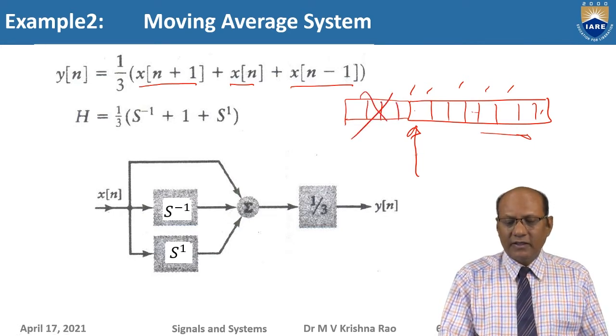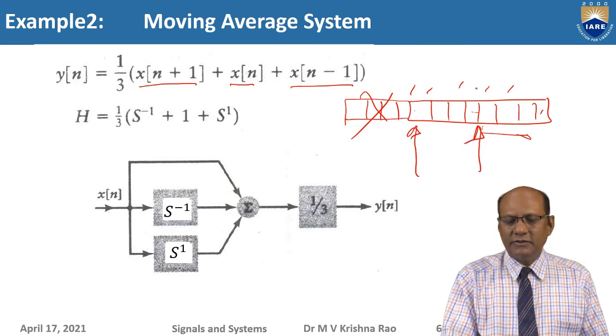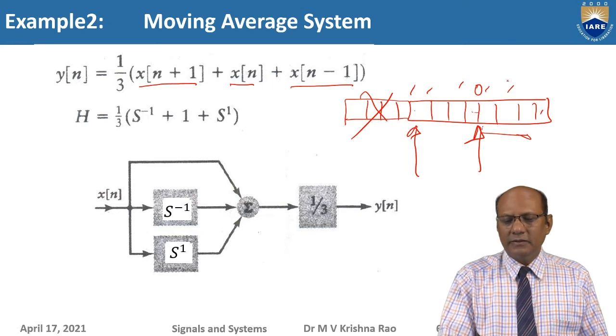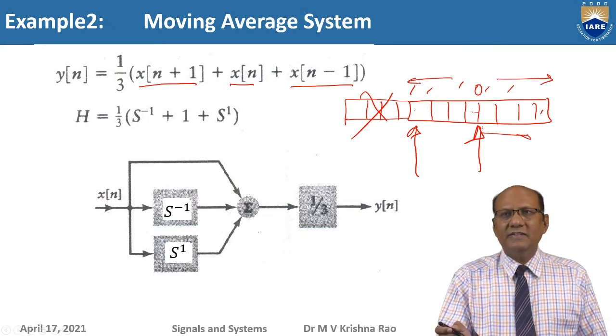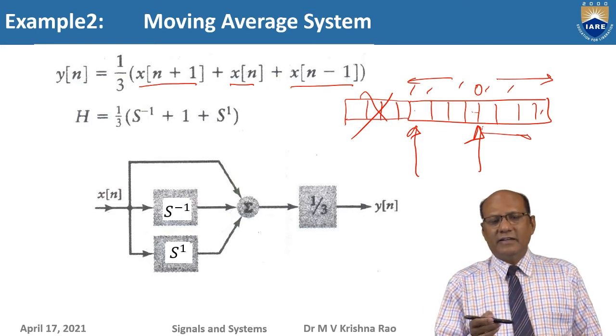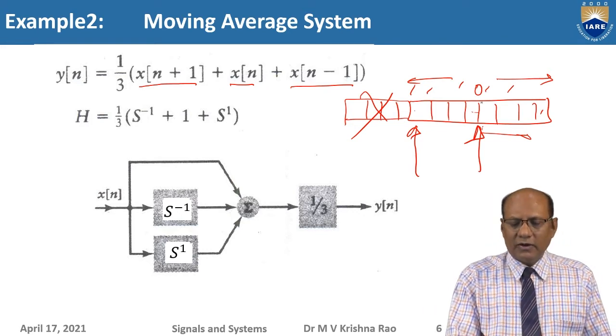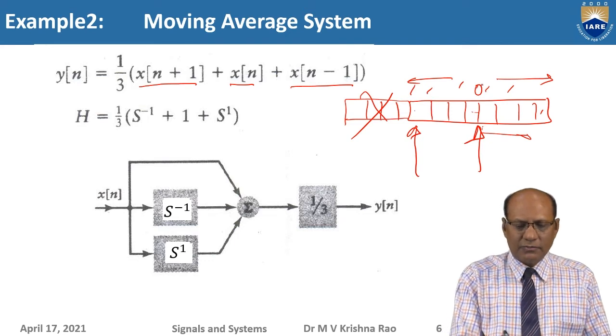But instead of taking the reference here, if I take the reference here, what happens? This is the 0th location. These are previous samples. These are future samples. So if I change the reference, you can get this kind of thing. Anyway, forget about that concept here.